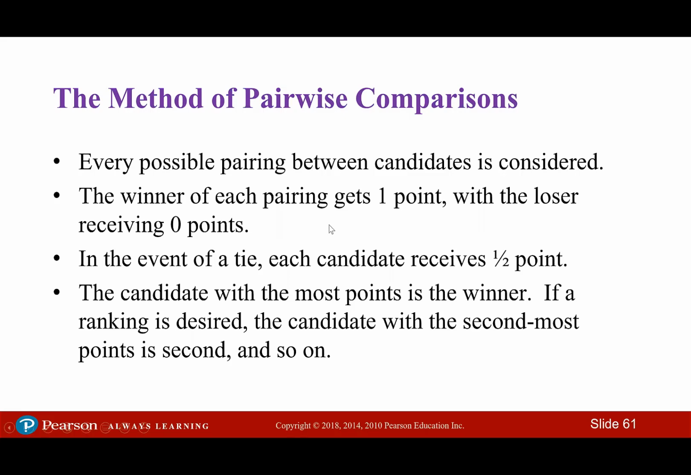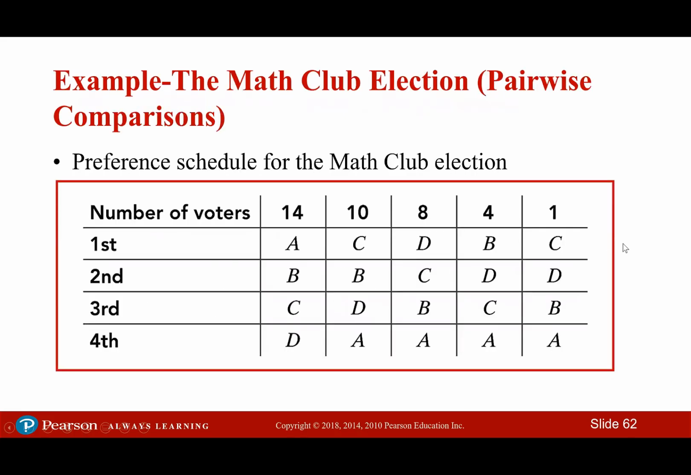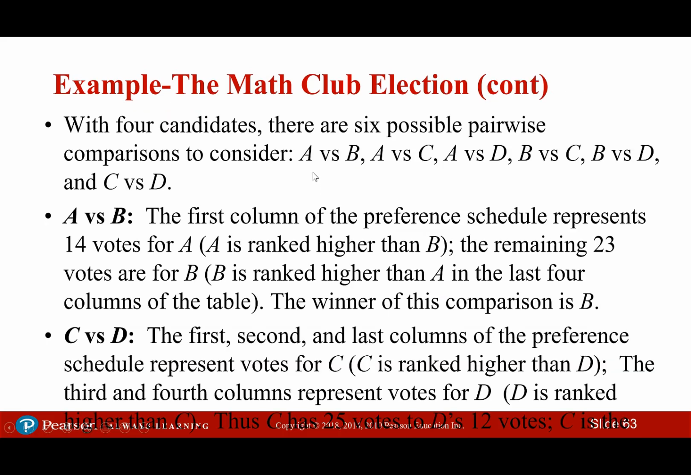Let's try one. Easy numbers here, though. Let's go to the Math Club election. We're going to compare every single candidate against the other candidates. First things first, we have to list all the different possibilities here. So I have A going against B. Let me list it out right over here. A versus B, then A versus C, A versus D. So we have all the comparisons between A and all the other candidates.